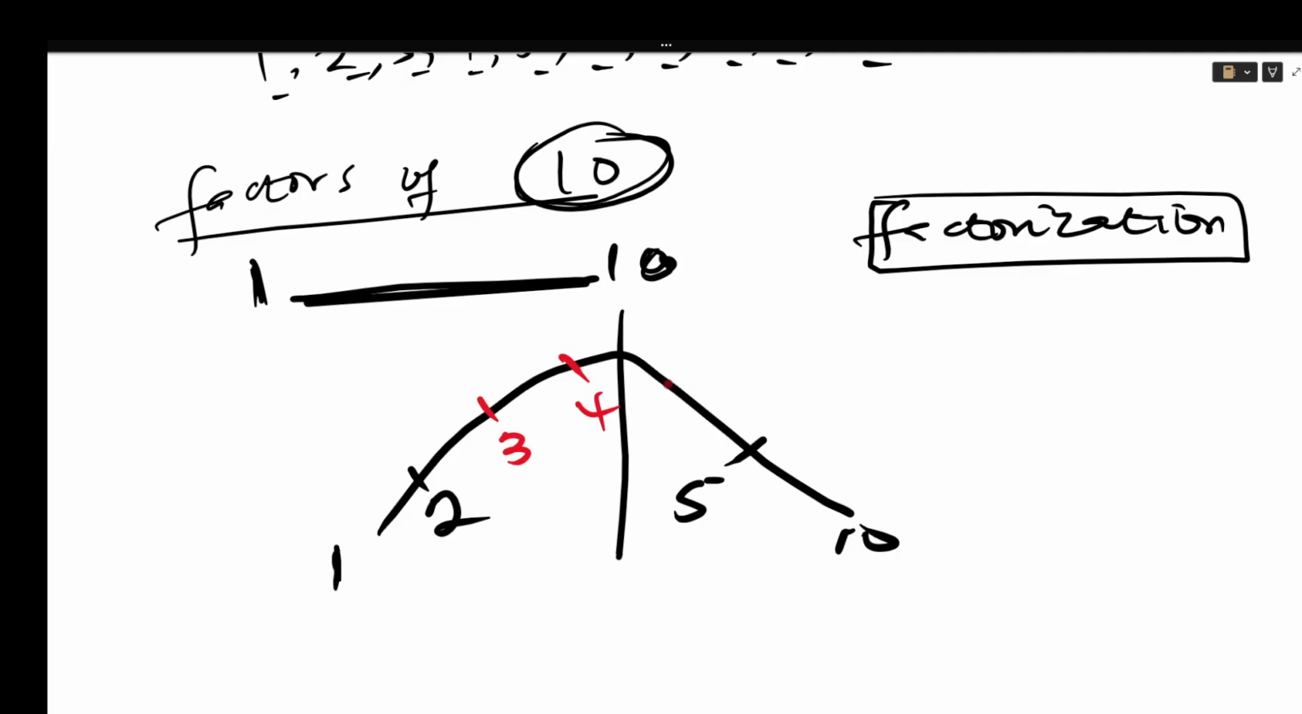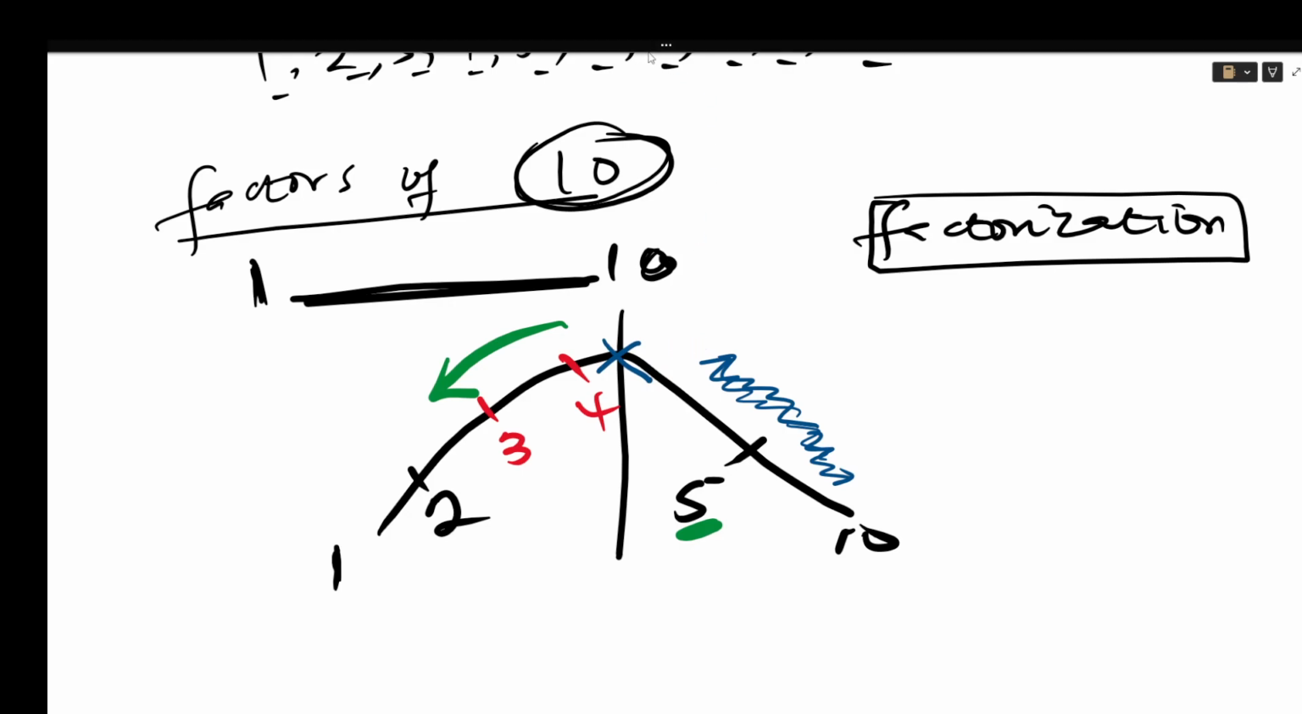Now I don't need to move to 5 to test because I can already see my 5 over here. And I don't need 6, I don't need 7, I don't need 8 because they don't have their counterparts on the left side. Suppose 6 was a factor, we would have its counterpart on the left side. But already we can see from here that there is no 6. So I don't even need to check for 6, 7, 8, 9. Once I reach this turning point, I'm done with the factors.